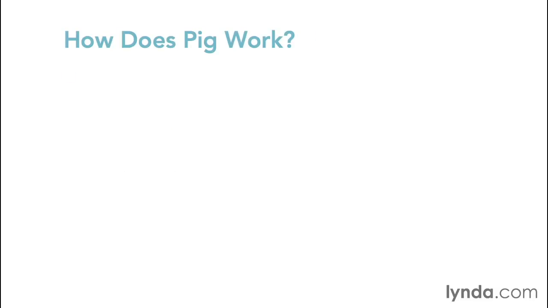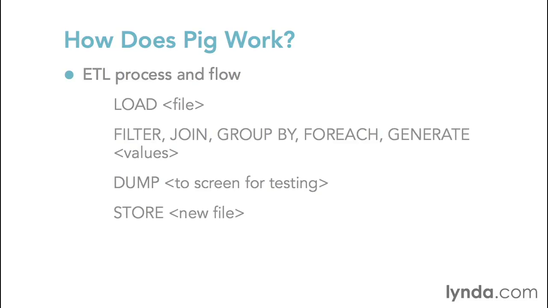So how does Pig work? Generally, there's an ETL process and flow that looks something like this, and the all capitalized words are keywords in the Pig Latin language. So you're going to load some file or files, and again, just like with Hive, you can load from a file system, a standard file system, a cloud-based file system, or you can load from HDFS. And then you're going to perform some operations, and you're going to find, as you work with Pig, that there's a rich set of functions that are associated with the Pig Latin language.